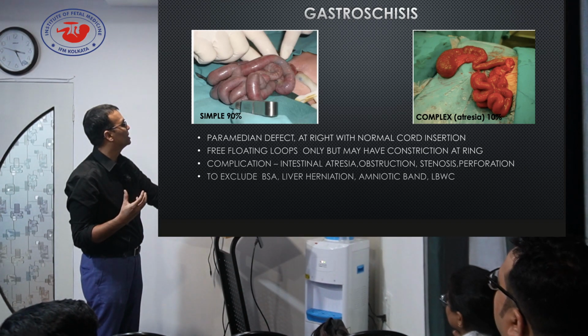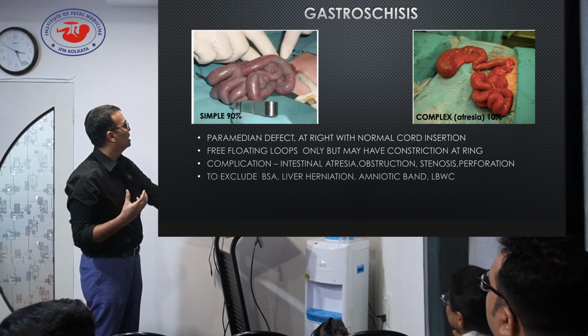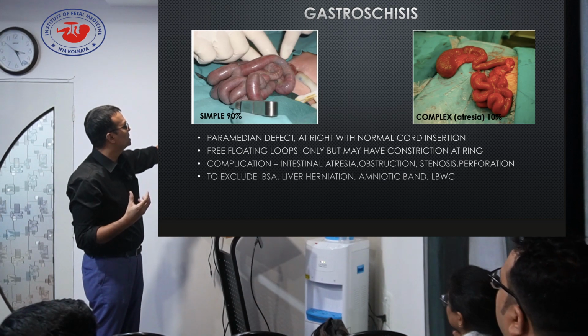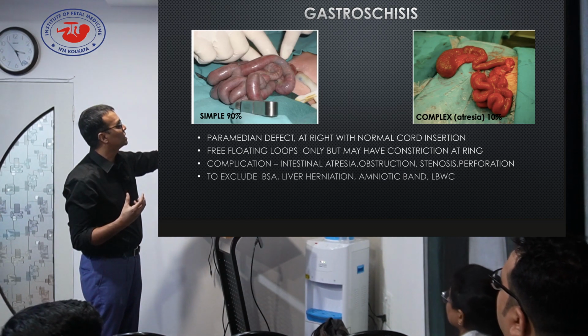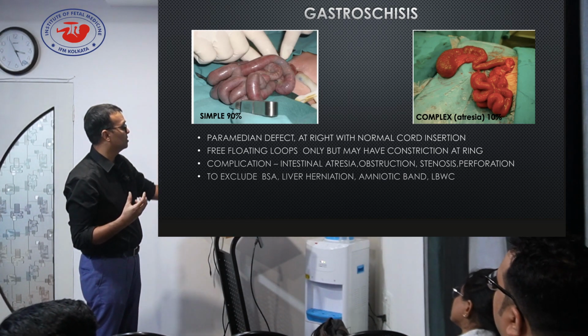So this is how the gastroschisis appears postnatally. All the bowel loops you can see here. Okay, and the complications are intestinal atresia, obstruction, stenosis, perforations, all this.